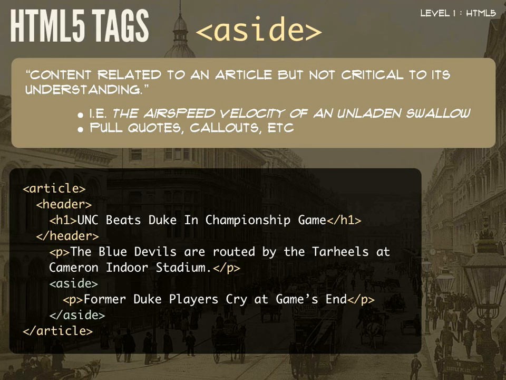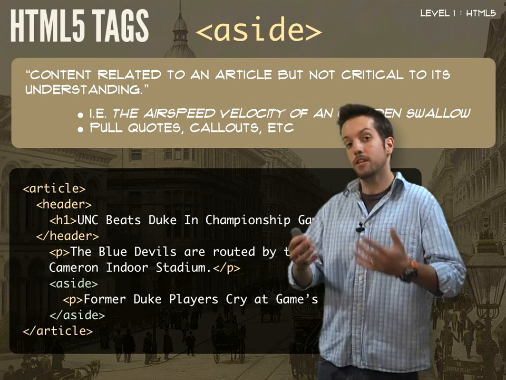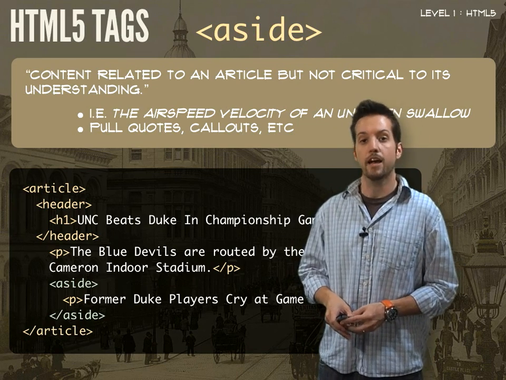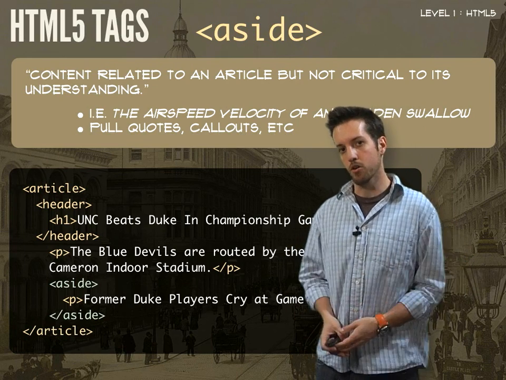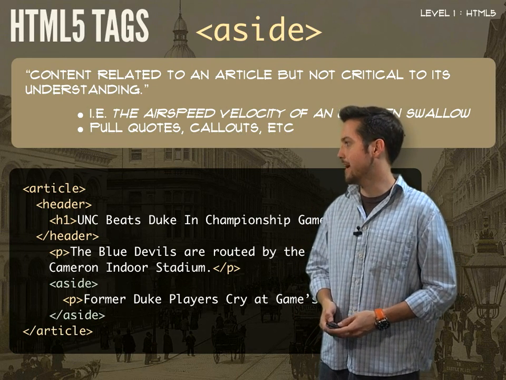So let's go back to our example. Remember our article here, UNC beats Duke in the championship game. Our paragraph copy, the Blue Devils are routed by the Tar Heels. Now we can include an aside within this article that says former Duke players cry at game's end. Now, this isn't essential to your understanding of the actual article, but it's just information that helps spruce up that article. This is a good example of how an aside might be used.